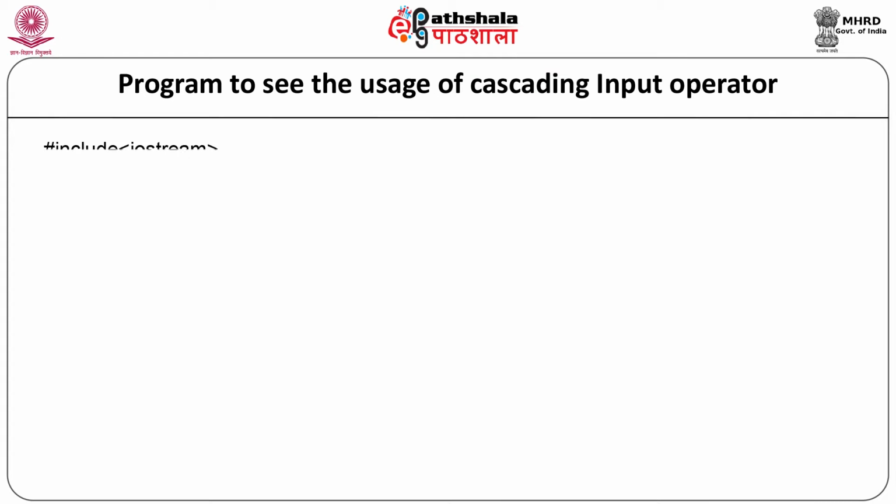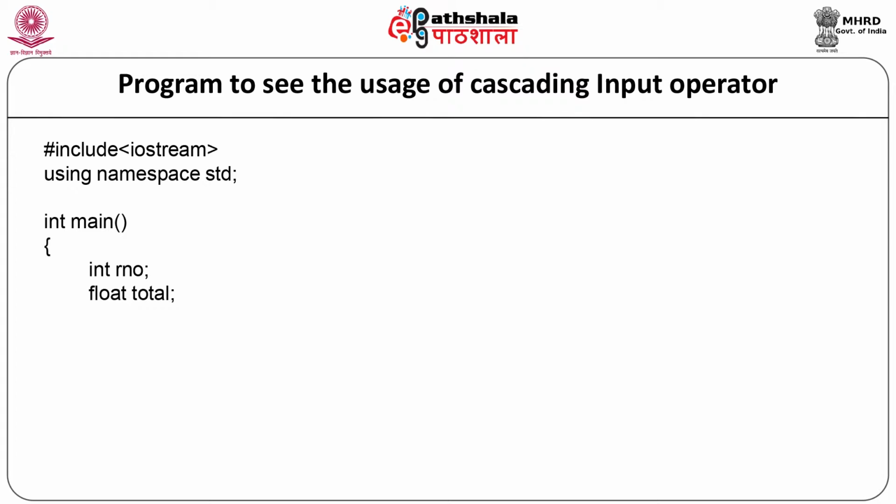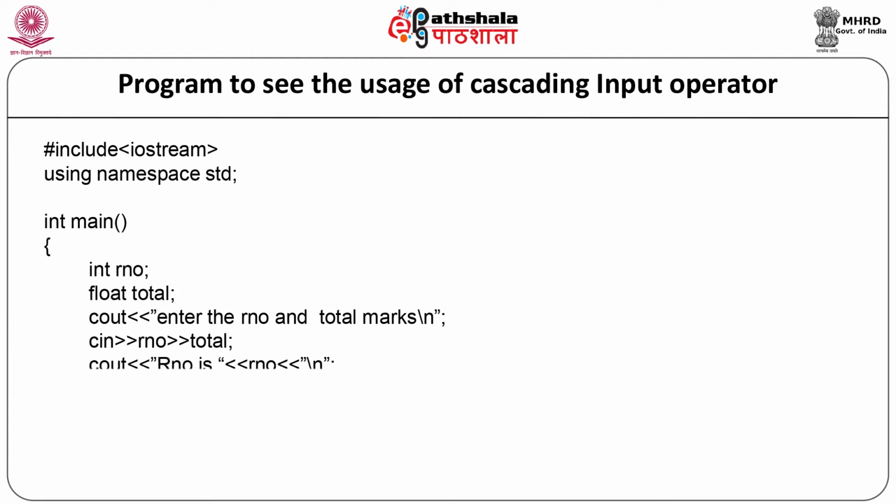#include <iostream>, using namespace std, int main. Here we are declaring two variables, int rollnumber and float total. We will display the message to the user, cout << "Enter the roll number and total marks\n". We are now going to take the input from the user as cin >> rollnumber >> total. Now we will display back the details as cout << "Roll number is" << rollnumber, cout << "Total marks is" << total, return 0, and the main program ends.